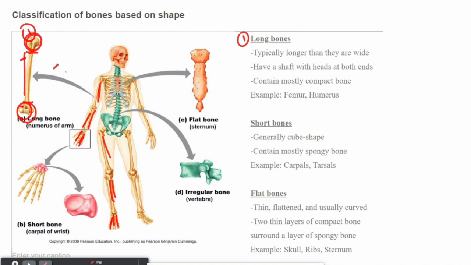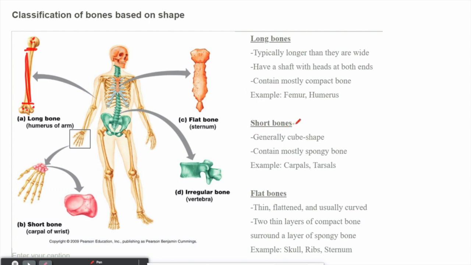Okay, and most of these bones are compact. The majority of the mass of those bones are compact. Okay, you're going to have compact bones throughout this entire area. You'll have some spongy bone here. You'll have some spongy bone here, but the majority of this bone will be compact.